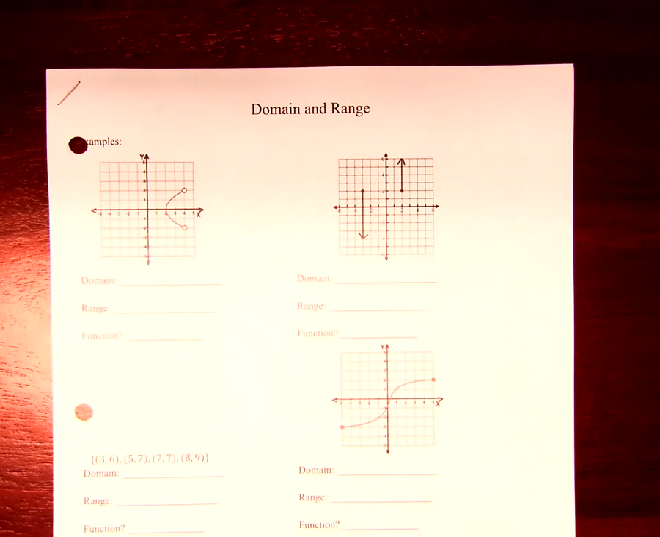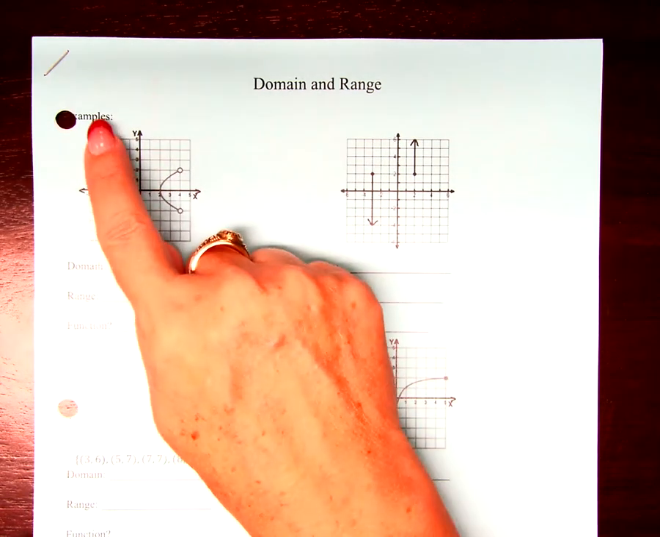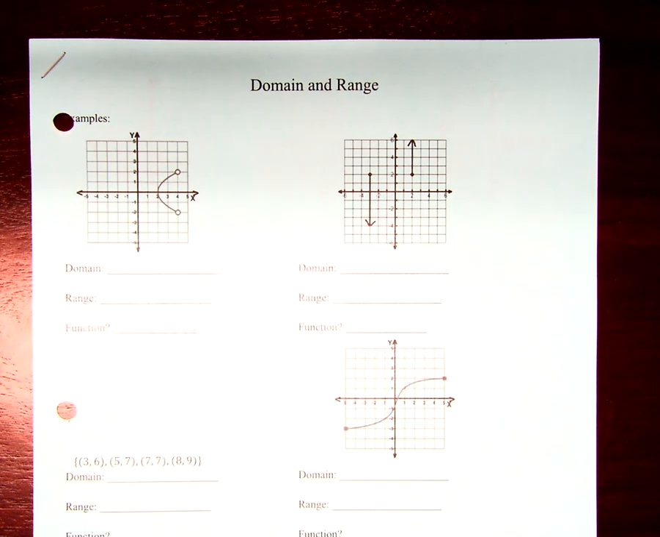Okay, does everybody have a worksheet? Yep, this is your homework for the day. Now, please notice here at the top, even though there's a punch hole right through the first part of the word, you can still tell what it says, right? This is our examples. Yes, we'll talk about that in just a second. I'll remember to tell you in just a second.